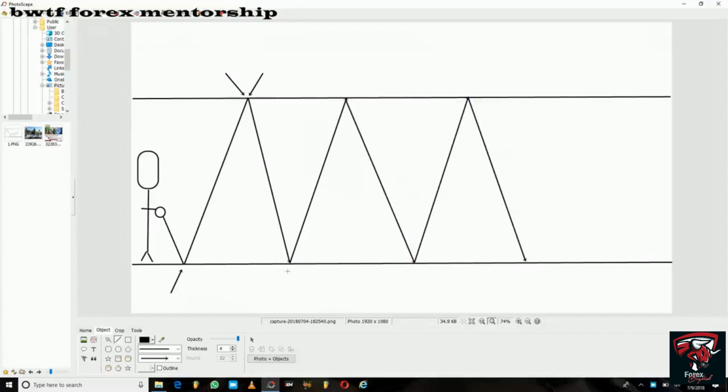What I want you to understand mostly is this area: the ground and the roof. That's where you find resistance. The market resists going higher, and the market finds support and doesn't go lower, so it will bounce.